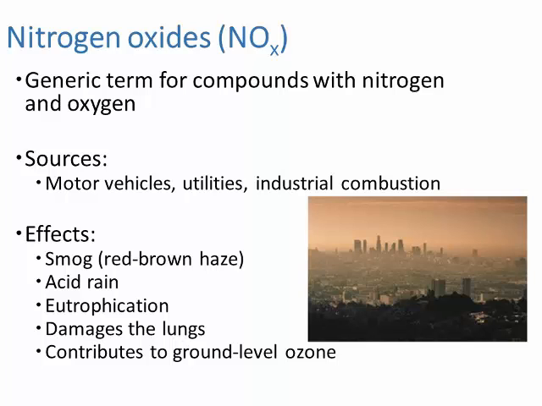Nitrogen oxides come from motor vehicles, utilities, and industrial combustion and cause a variety of effects including smog, which is red-brown haze, acid rain, damage to buildings and cars, damage or death to aquatic life, eutrophication, and damage to the lungs of mammals. Finally, nitrogen oxides contribute to ground-level ozone. The image in this slide shows smog over a city. Smog is in large part caused by the nitrogen oxides emitted by motor vehicles.